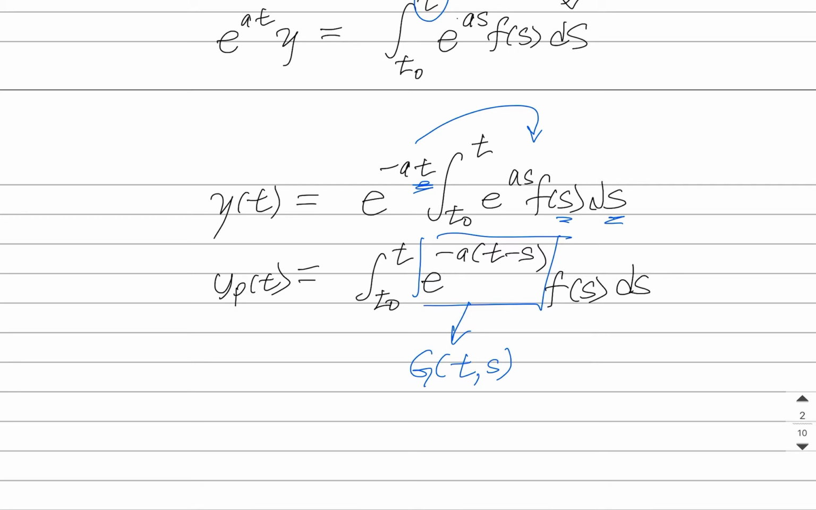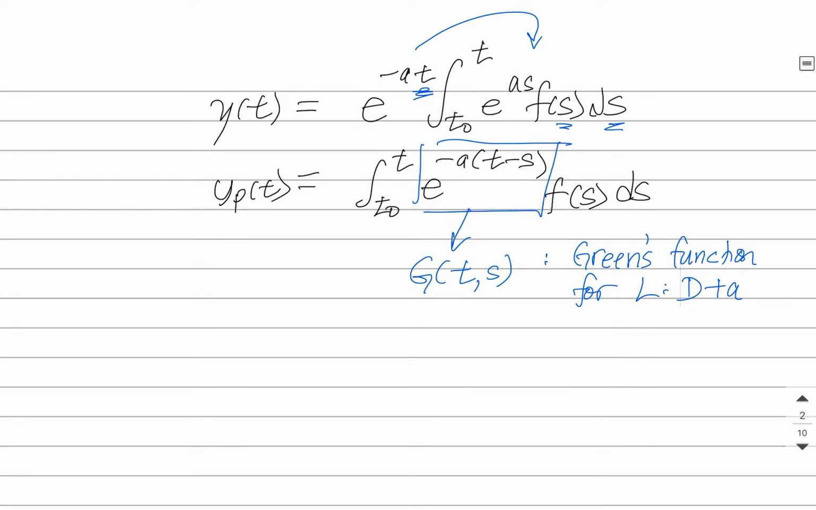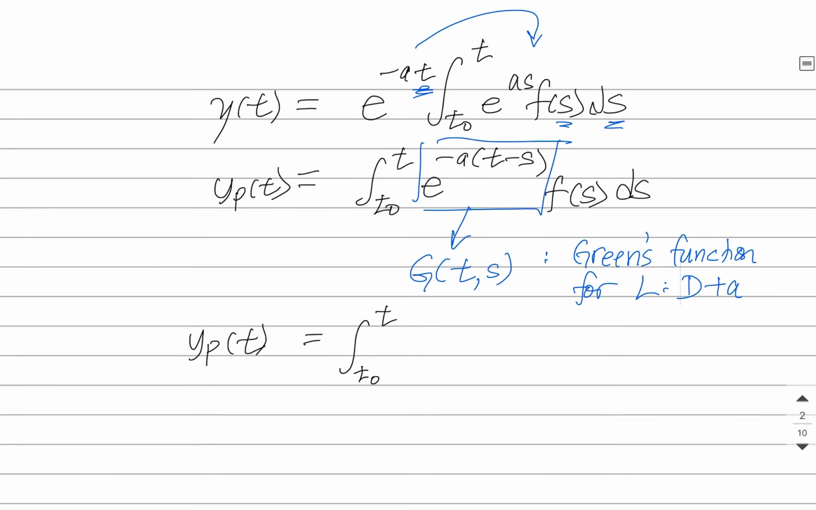It depends on the information from the left-hand side of the differential equation because there's an a there. I'm going to call this the Green's function for the differential operator derivative plus a, the left-hand side of my first-order problem. Using a method we've already seen before, we can write the particular solution in terms of an expression that looks like this. Now, I really like this expression because it's got the right-hand side function all by itself right here.